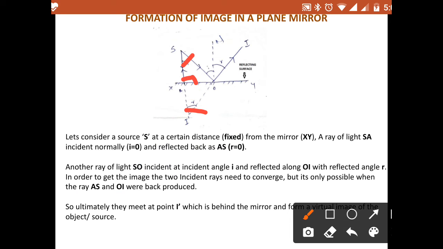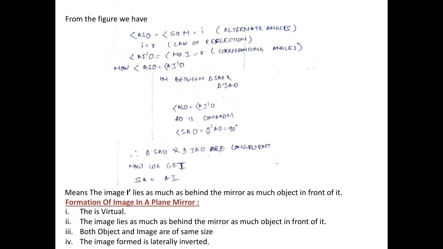So the triangle ASO and the triangle AI'O are congruent. So what is the result? AS equals AI'. That means the image I' lies as much behind the mirror as the object is in front of it.